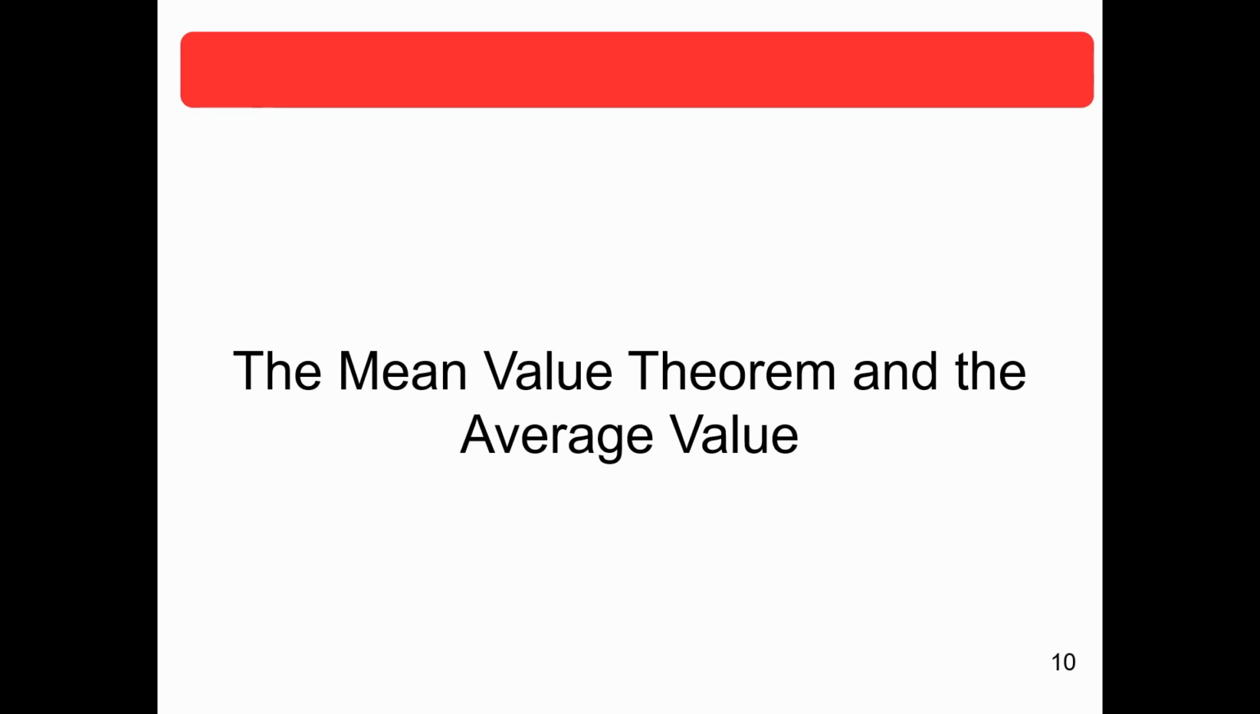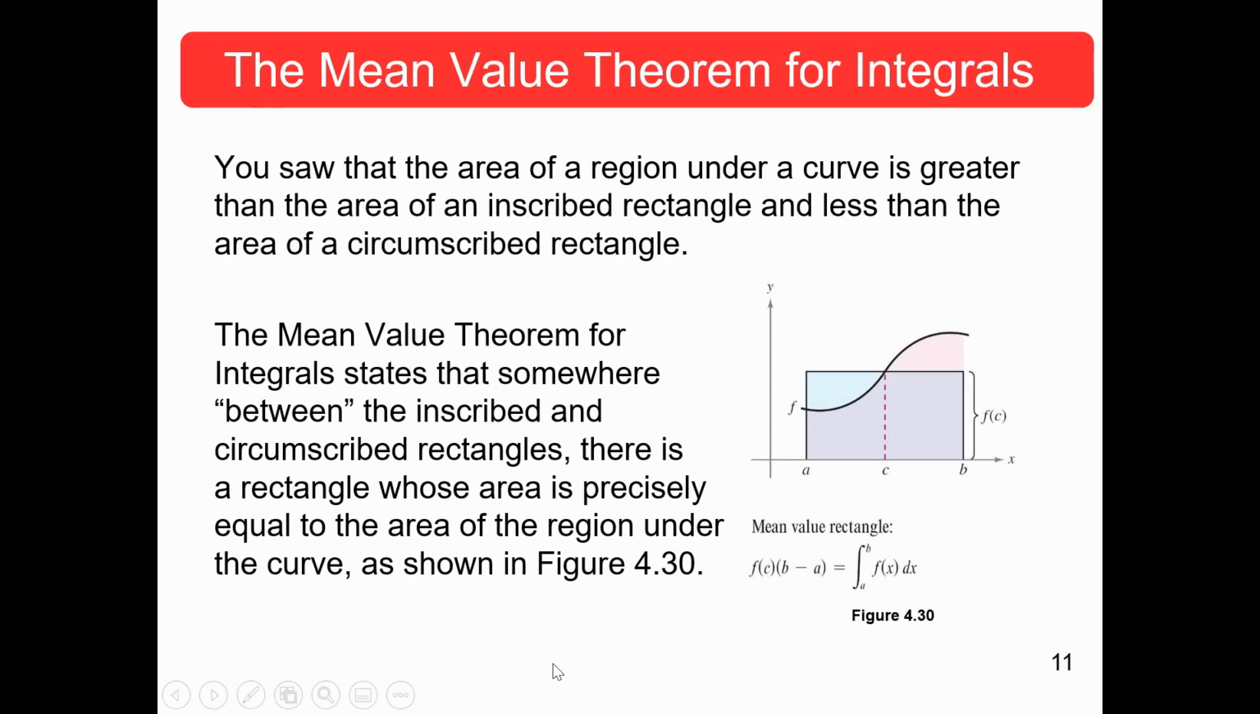In this video, we're looking at the mean value theorem and the average value. So you saw that the area of a region under a curve is greater than the area of an inscribed rectangle, but less than the area of a circumscribed rectangle. The mean value theorem for integrals states that somewhere between the inscribed and circumscribed rectangles, there's a rectangle whose area is precisely equal to the area of the region under the curve.